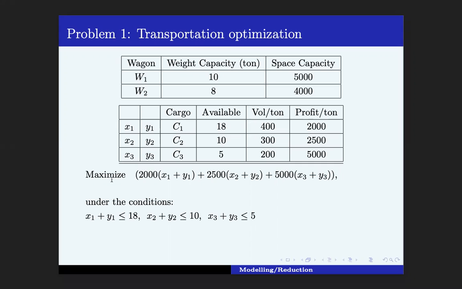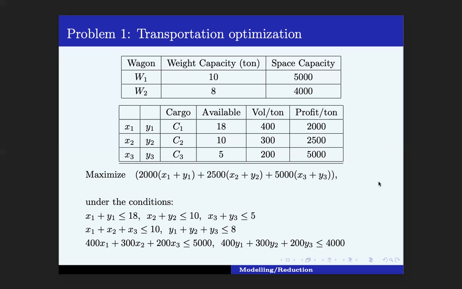And what are the conditions? First, for each cargo there is a maximum limit that I can send. So x1 plus y1 must be at most 18 tons, x2 plus y2 at most 10 tons, and x3 plus y3 at most 5 tons. The next one: the weight that goes into wagon 1 must be at most 10, so x1 plus x2 plus x3 is at most 10. Similarly for wagon 2, y1 plus y2 plus y3 must be at most 8.